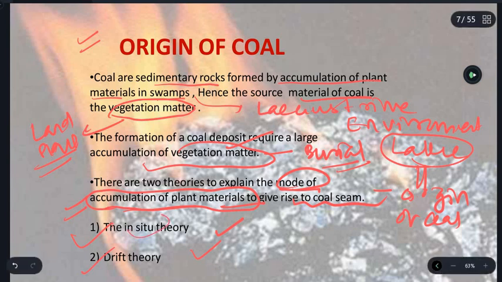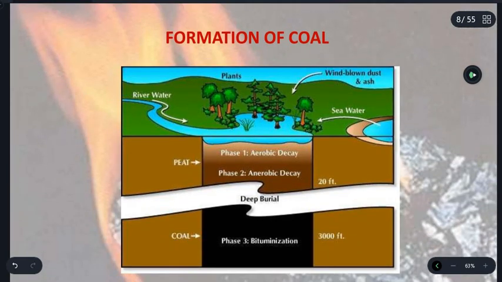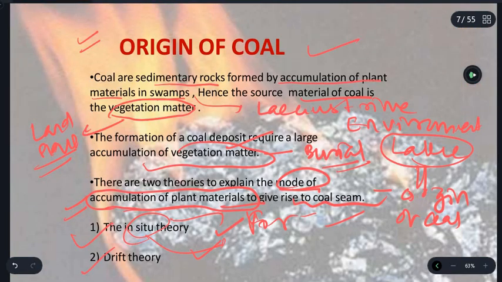Through deposition, exactly. In situ theory, what happened in the forest? The growth at the same time, right? In situ means at the same time. Am I right or not? Yes, sir. Exactly. So this is about the whole process of origin of coal, and these two theories tell about the mode of accumulation of the land plant.